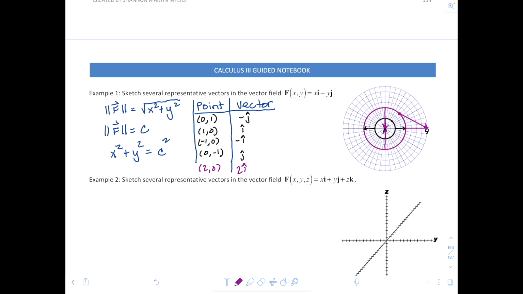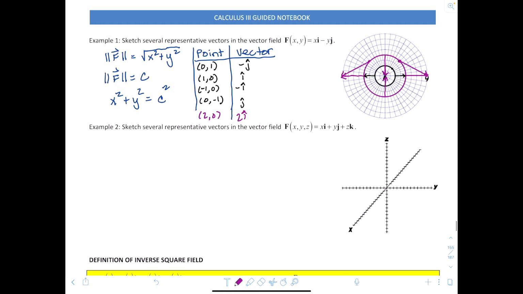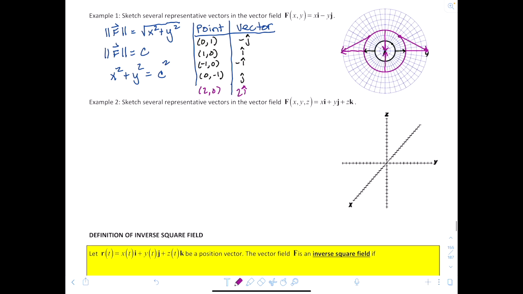Pointing up to, pointing this way. And if you continued around over here. Anyway, pretty groovy, huh? All right, and you could continue on, but that's just some representative vectors in that field. All right, so let's take a look at this one.